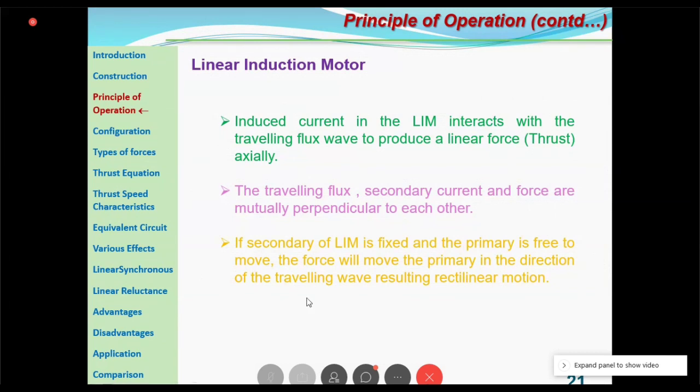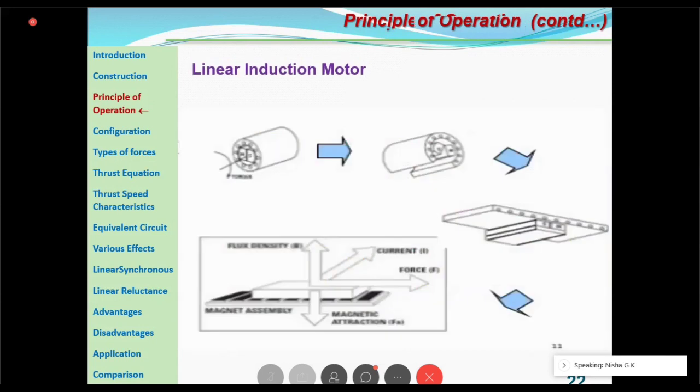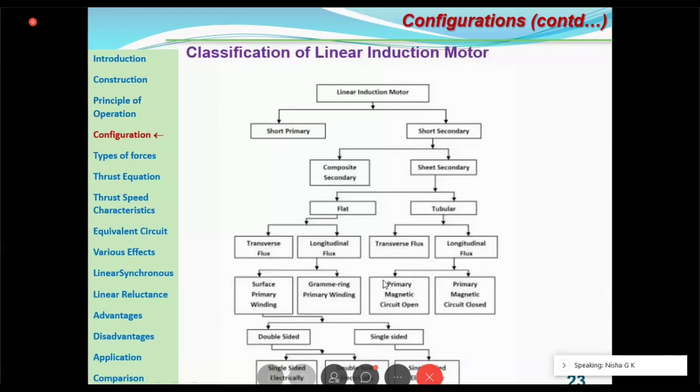And remember, this traveling flux, the secondary current and the force are mutually perpendicular to each other. If the secondary of the induction motor is fixed and the primary is free to move, the force will move the primary in the direction of the traveling wave, resulting in a rectilinear or linear motion. As you can see, this is the flux density, this is the current and the force; they are mutually perpendicular to each other. And this is the classification.